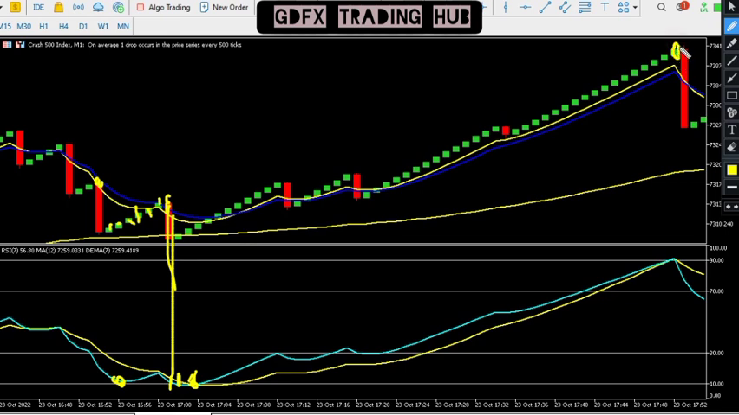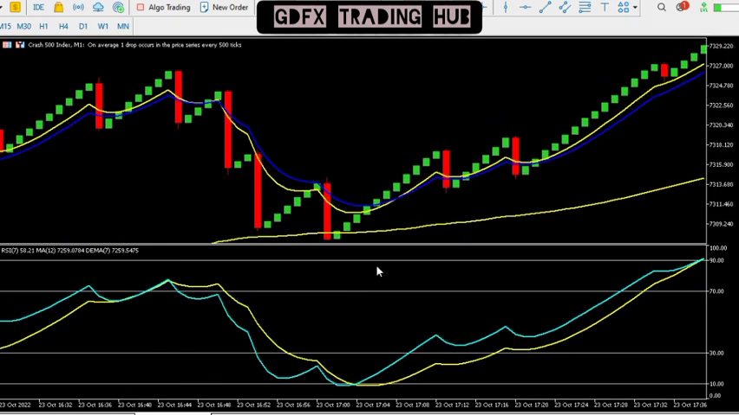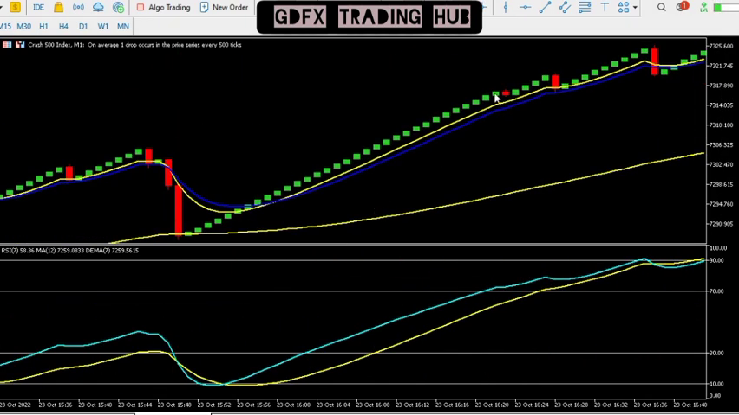All right, so look at it. Anytime you see this cross, that the yellow has crossed the blue and the aqua has crossed the yellow line, it is a good opportunity for you to place your trade. I will show you why and how. But I will tell you a few things that you should look at each time you see a cross. Once you see those things, you need to be very careful.